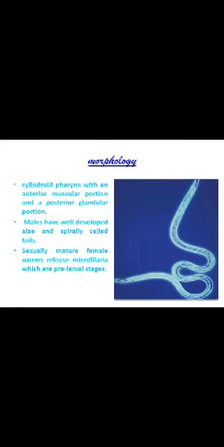Morphologically, they have a pharynx. I told you they have a well developed gastrointestinal tract. They have a muscular portion called the pharynx, and males will have well developed alae and spirally coiled tails. Sexually mature females will release microfilaria. Here the nematodes do not release eggs, they give birth. So they give birth to the larvae.